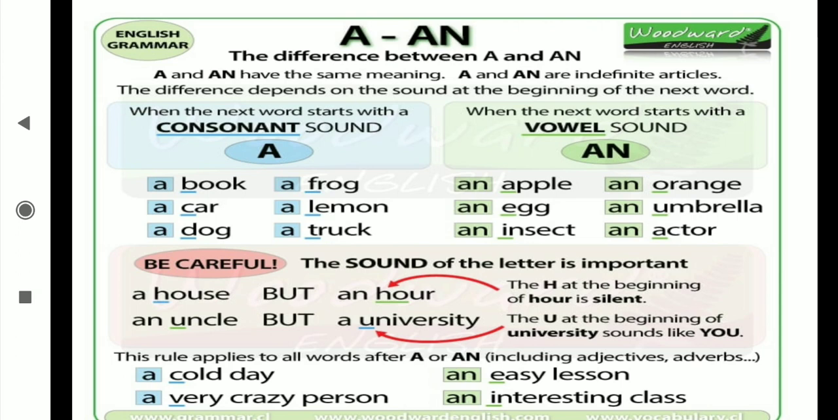A book, a car, a dog, a frog, a lemon, a truck. Why have we used a? Because its sound is a consonant. The first letter is a consonant letter.